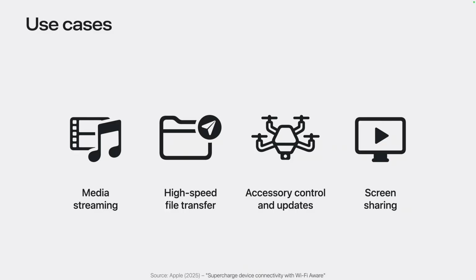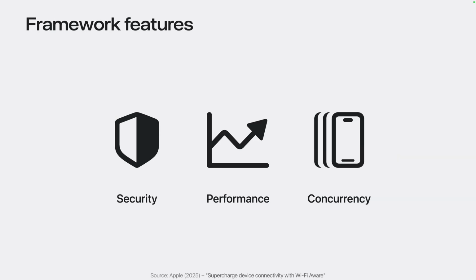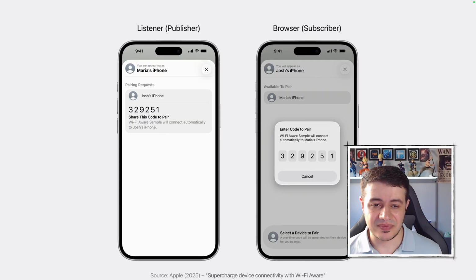Let's talk about another API that has different kinds of use cases like media streaming, high-speed transfer, all the things you can see here, which is Wi-Fi Aware. So what is Wi-Fi Aware? It is a secure and very performant communication technology that is very similar to Bluetooth. If you know Bluetooth, Wi-Fi Aware works very similarly, but it's more secure, more performant, and it can connect to way more devices at the same time.